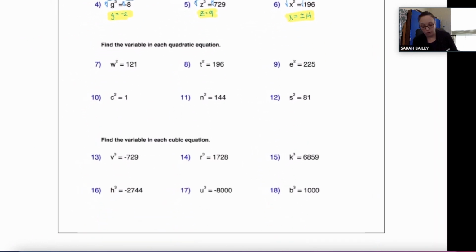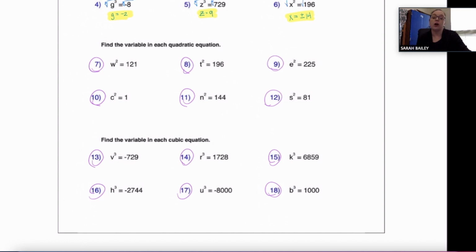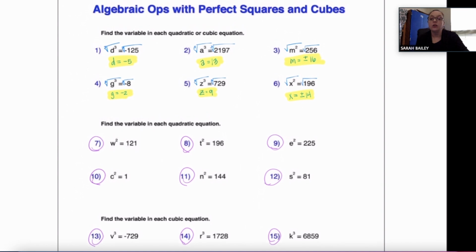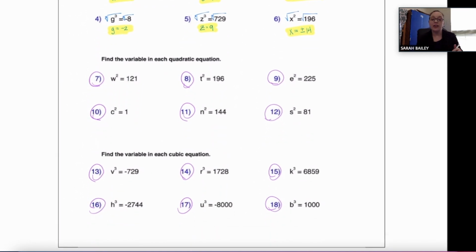I want you to finish this page on your own. Now, you do need to show your work for each of these problems, okay, just like you've seen me do up here. So pause the video and go ahead and do 7 through 18 on your own. You are allowed to use the calculator.